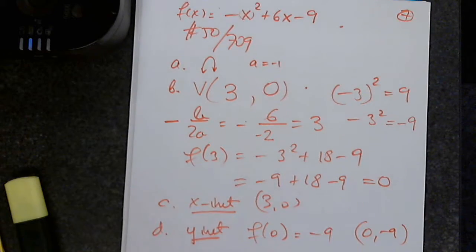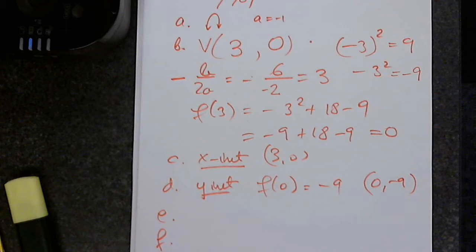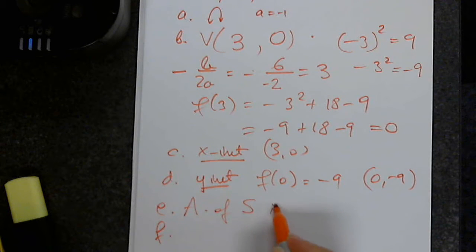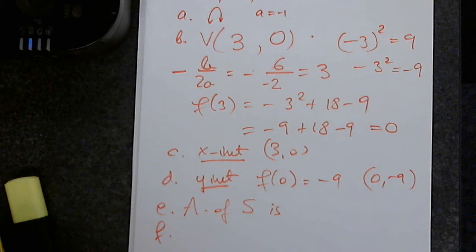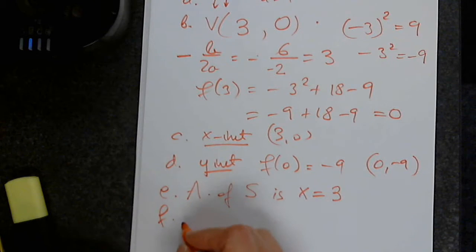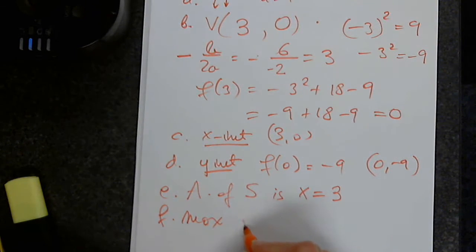E and F are just words, but they are important words. Axis of symmetry is the vertical line that passes through the vertex, and it has to be x equals 3. Very good. Since this has a maximum, what is the maximum value? Careful.